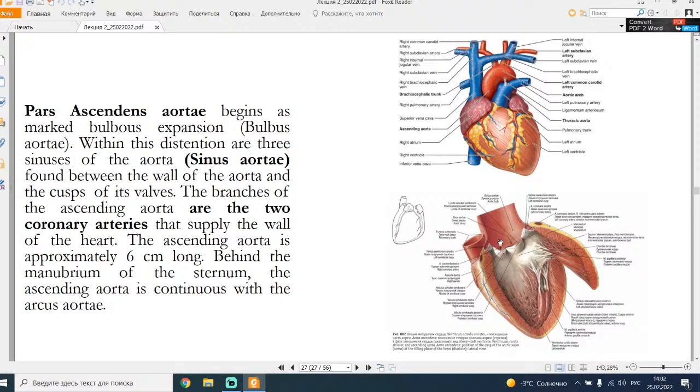The branches of the ascending aorta are two coronary arteries that supply the wall of the heart. The ascending aorta is approximately 6 centimeters long. Behind the manubrium of the sternum, the ascending aorta is continuous with the arcus aortae.